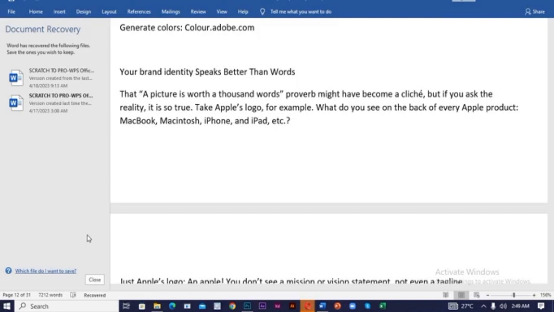Okay, so your brand identity speaks better than words. That's actually true. I'm not going to stay long on these things, because I'm going to be giving us this PDF. I prepared this PDF myself, so I'm going to give it to us and some other notes so we can go through it and understand what you are doing. So, your brand identity speaks better than words. A picture is worth a thousand words.